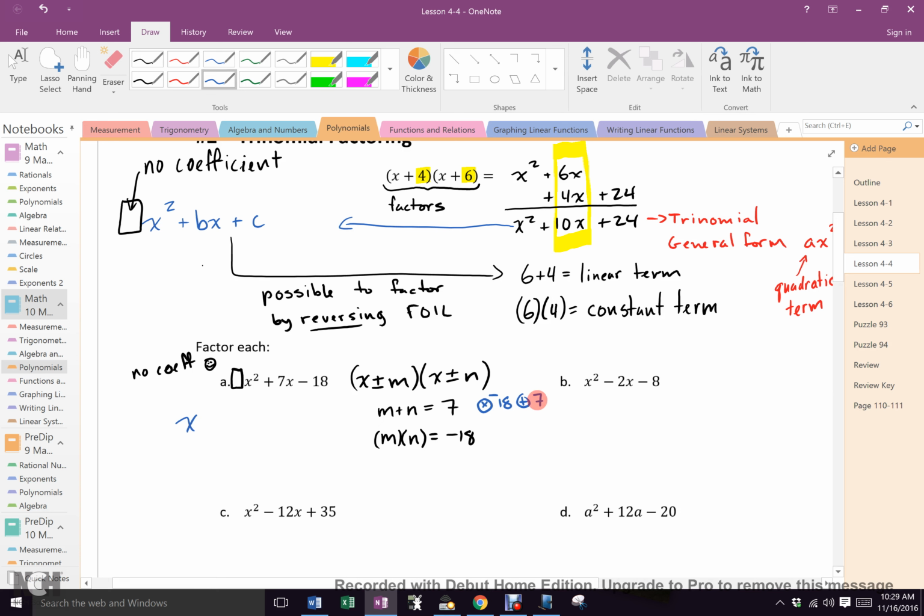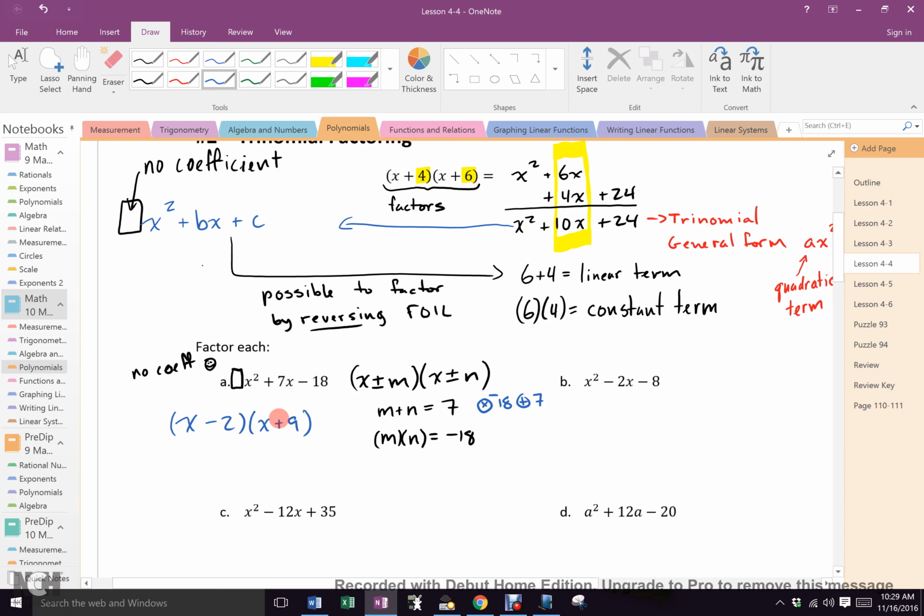That's going to get me to positive 7? Or is it negative 2 and positive 9? It is negative 2 and positive 9, right? It can't be 2 and minus 9, because then we would get negative 7, wouldn't we? Does everyone see how it works?